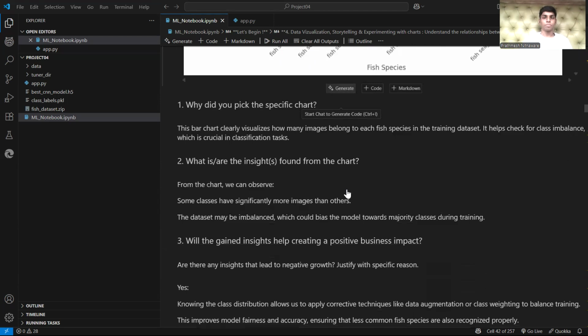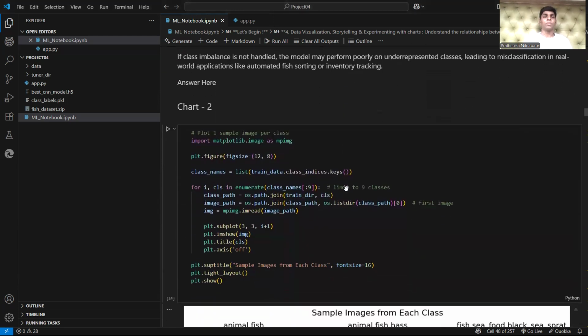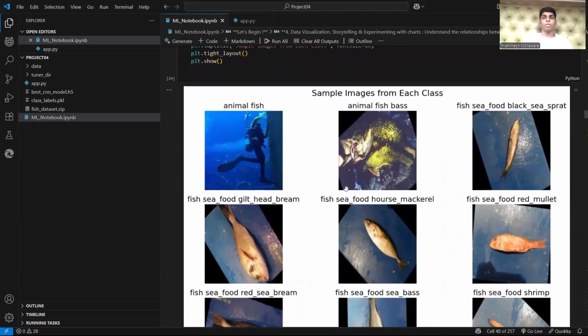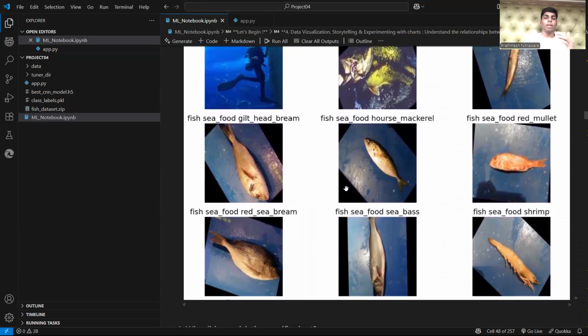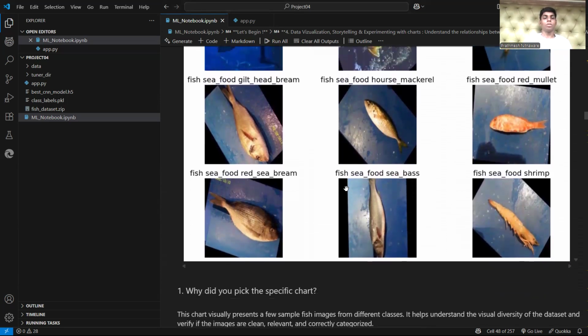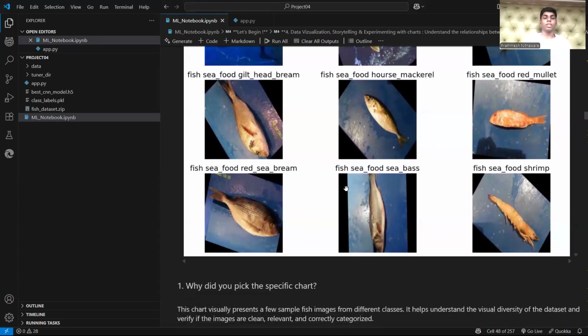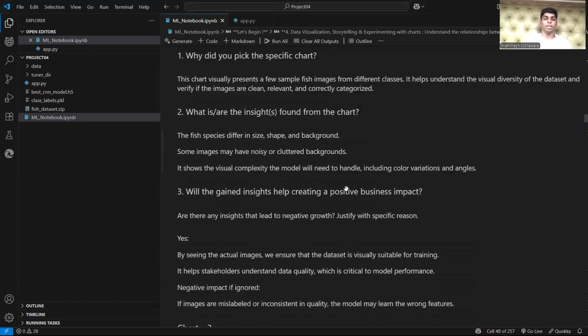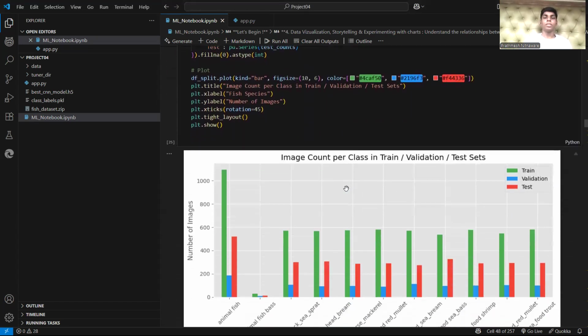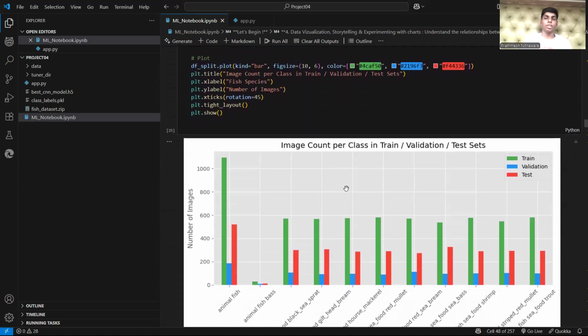Moving to the next, chart number two, which is sample images from each class. I personally wrote this code to show a few sample images from the different classes. It helps to understand visual diversity of the dataset and verify the images are clean, relevant, and correctly categorized. The third is image count per class in train, validation and test sets.